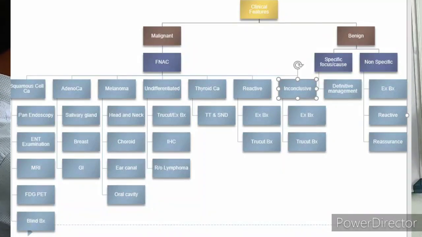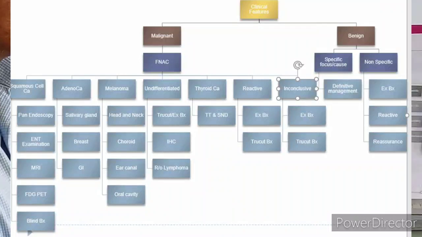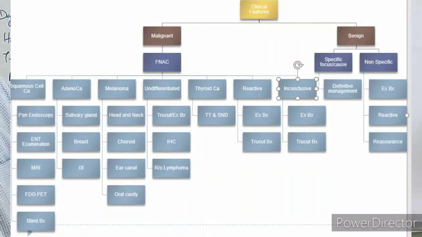Okay. Clinical features of lymph nodes. If a malignant suspicious node is there, we will do FNAC. It could be squamous cell carcinoma, adenocarcinoma, melanoma, undifferentiated, or sometimes thyroid carcinoma. Or this is reactive and inconclusive. These are the types of reports you make.